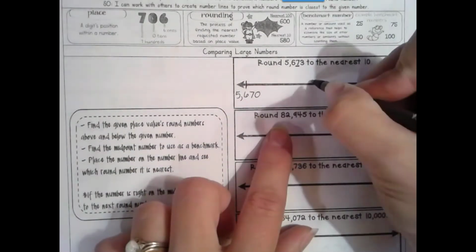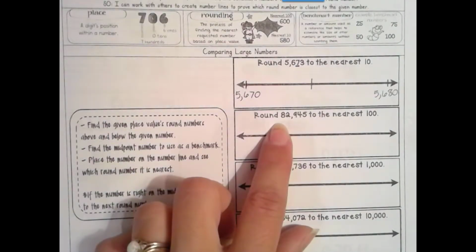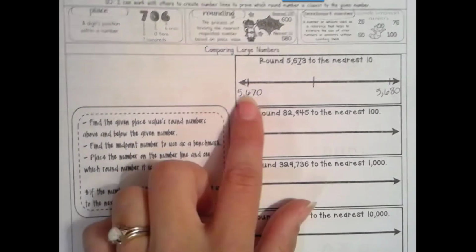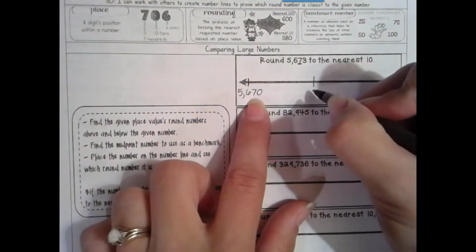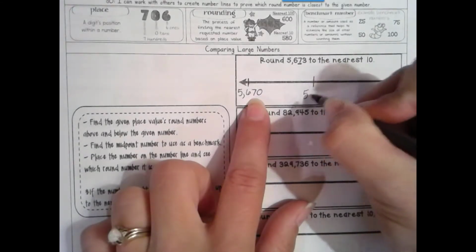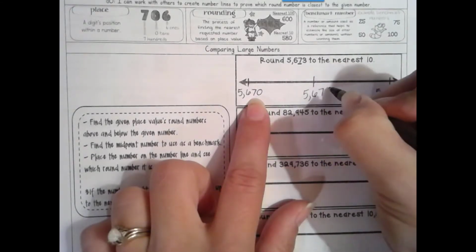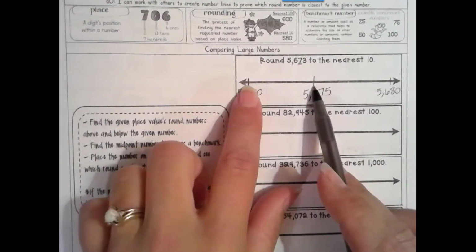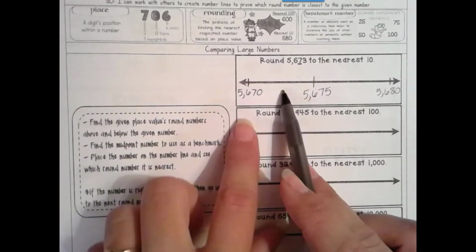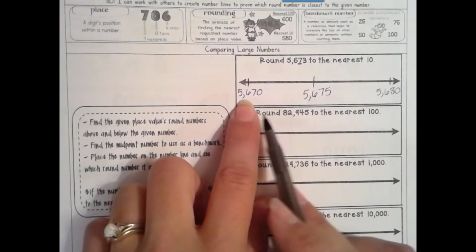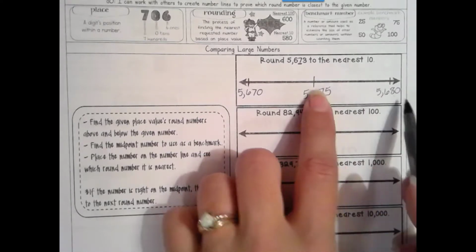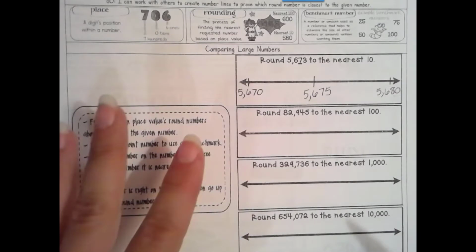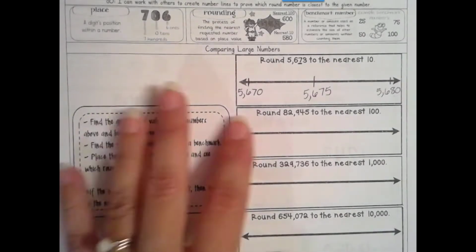Now our midpoint. So about halfway. What is half of 10? Half of 10 is 5. So halfway between these two numbers is 5,675. That's our benchmark number. So if it's on this side of the number, it's going to be closer to this one. If it's on this side of the number, it's going to be closer to this one. So when we set up our number line, it helps us visualize which round number it is closer to.